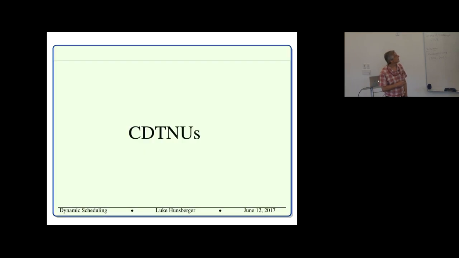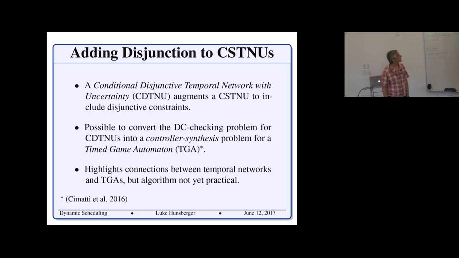There's more coming. And then what about if you add disjunction? Now disjunction, that's the one that's a killer. Yes, well in 16, Chimati and me and some other researchers from Trento and Verona, we showed how you could convert the DC checking problem for CDTNUs into a controller synthesis problem for a timed game automaton. Wow. Okay, that's great. It highlights the relationships between CDTNUs and TGAs. Unfortunately, the algorithm was horrible.